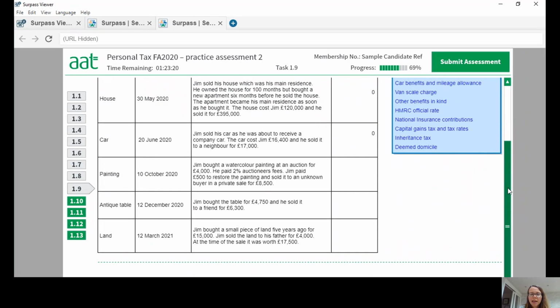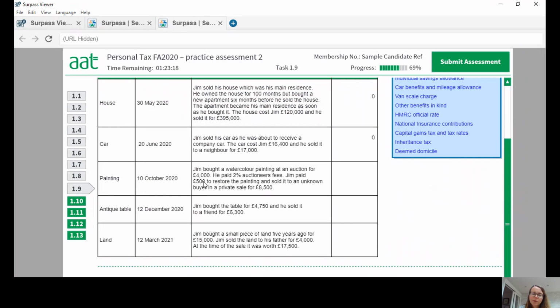Jim bought a watercolour at an auction for 4,000. He paid auctioneer fees. He paid 500 to restore it and sold it for 8,500. Okay, so I've got a chattel straddling the 6,000. So I need to figure out which one it is. The cost is lower than the proceeds, so that's going to be my 5/3 rule.